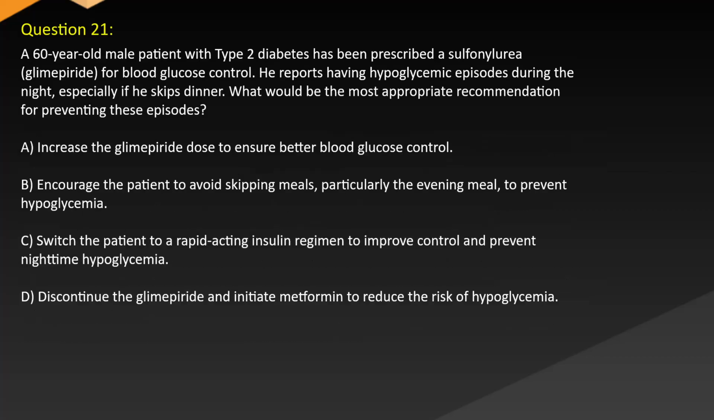Question 21. A 60-year-old male patient with type 2 diabetes has been prescribed a sulfonylurea, glimepiride, for blood glucose control. He reports having hypoglycemic episodes during the night, especially if he skips dinner. What would be the most appropriate recommendation for preventing these episodes? A. Increase the glimepiride dose to ensure better blood glucose control. B. Encourage the patient to avoid skipping meals, particularly the evening meal, to prevent hypoglycemia.